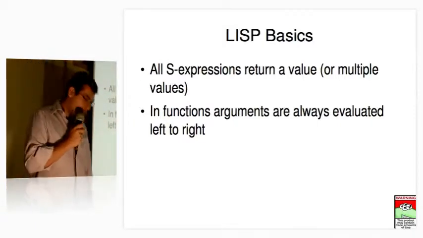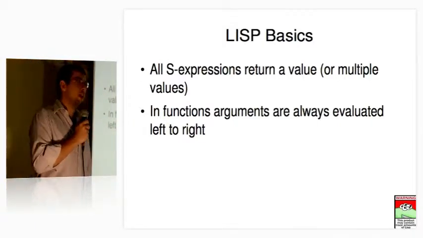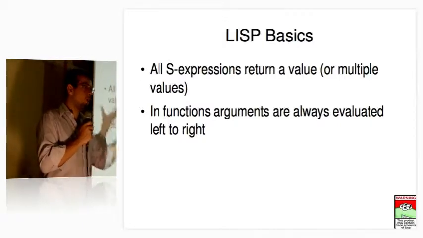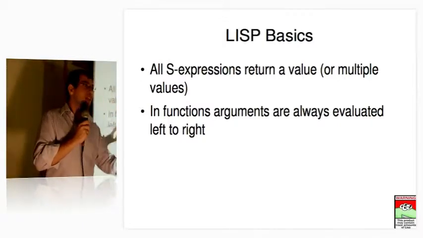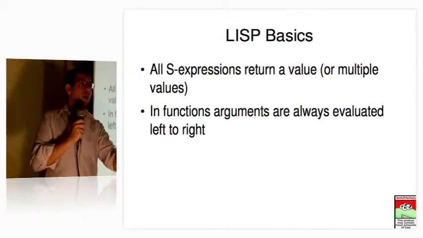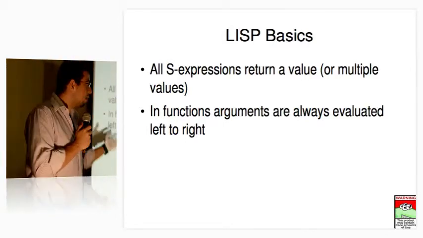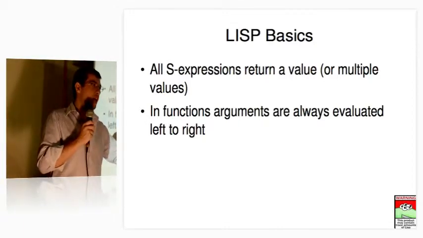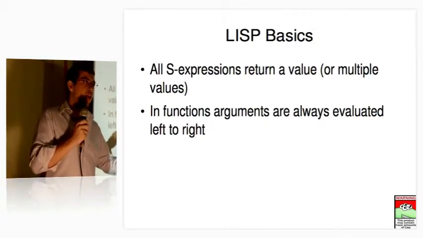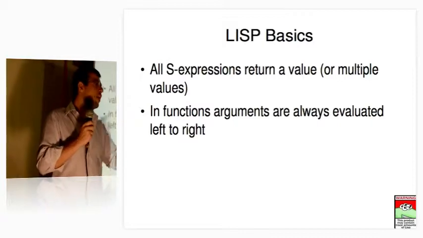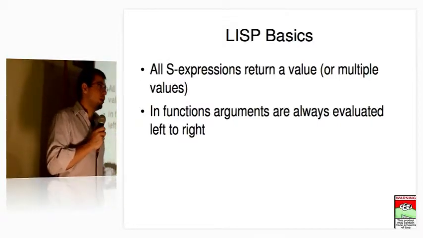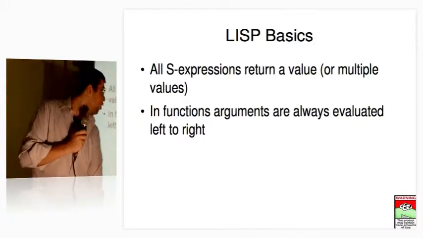And in functions, arguments are always evaluated left to right. So if an argument is a function, it's evaluated. And then another argument is evaluated. And then eventually, the function is evaluated. And this happens in almost all languages, right? If you take any function right now and you pass to it an argument, another function, that function is actually evaluated before the argument is a value.